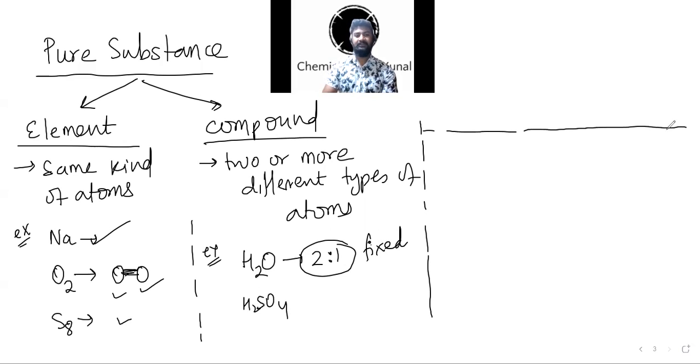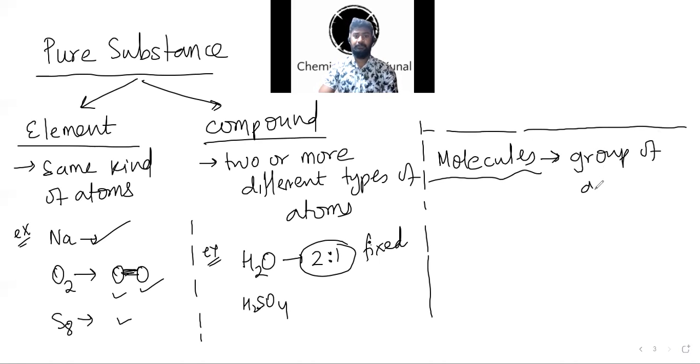Now the thing is, if that's an element and this is a compound, what exactly are molecules? These are common terms that people usually get confused with. Molecules are a group of atoms. And when I say a group of atoms, it could be anything. Meaning the group can be of the same atoms also. The group could be of the same atoms. The group could also be of different atoms.